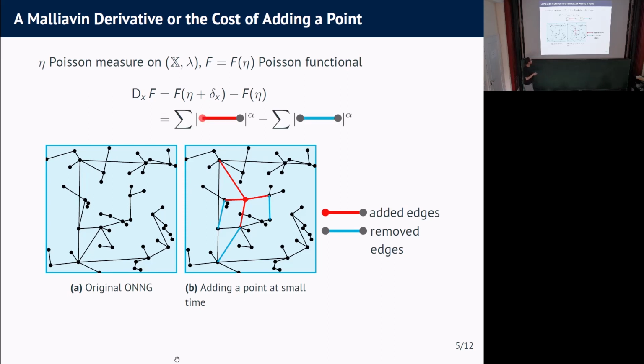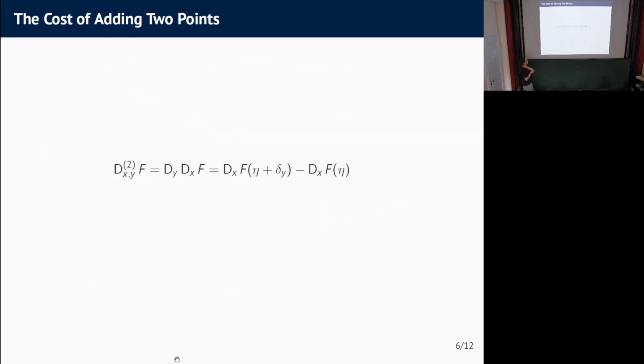And so our difference here is just, if we take again the sum of the edge lengths, it's the sum of the length that we gained minus the stuff that we lost. So it's something very simple. Now, we can iterate this and take the second derivative, which would be the change induced by x when there is a point y minus the change induced by x when there is no point y.